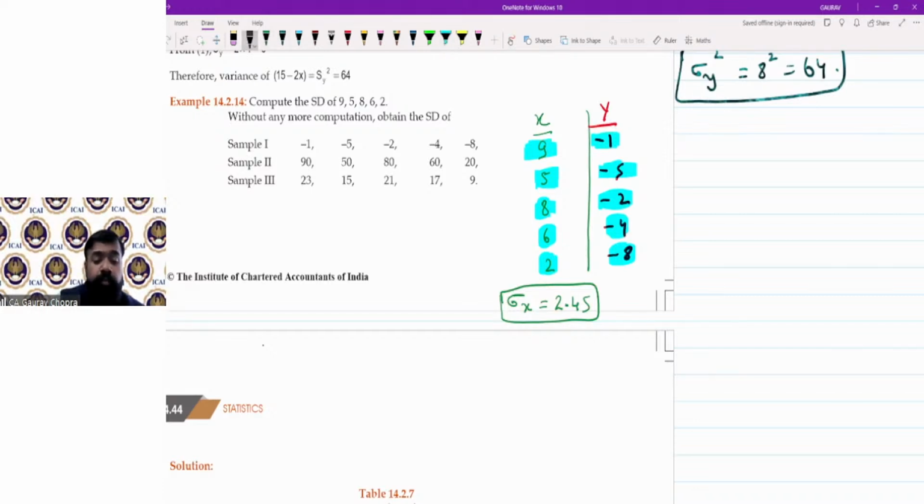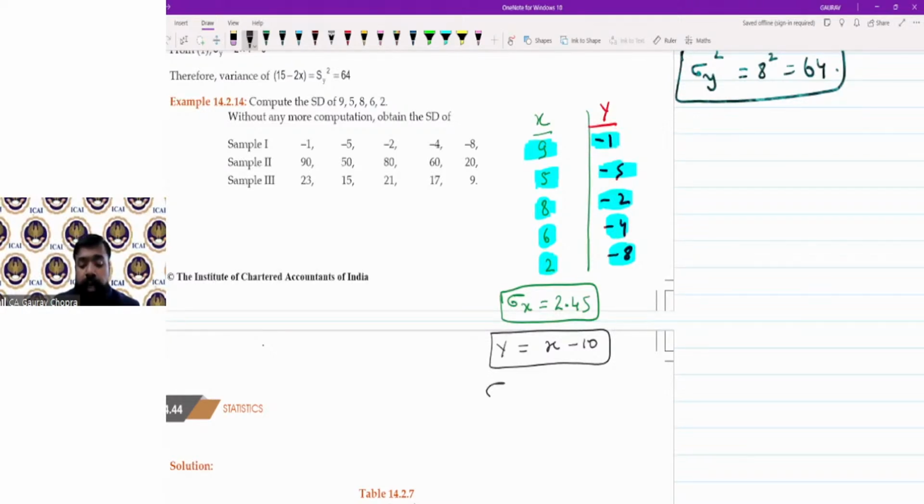So we can convert this into a simple equation. We can write y is equal to x minus 10. If you reduce 10 from x, you get y. 9 minus 10 will give you minus 1, 5 minus 10 gives you minus 5, and so on. So from this we have formed the equation y is equal to x minus 10.